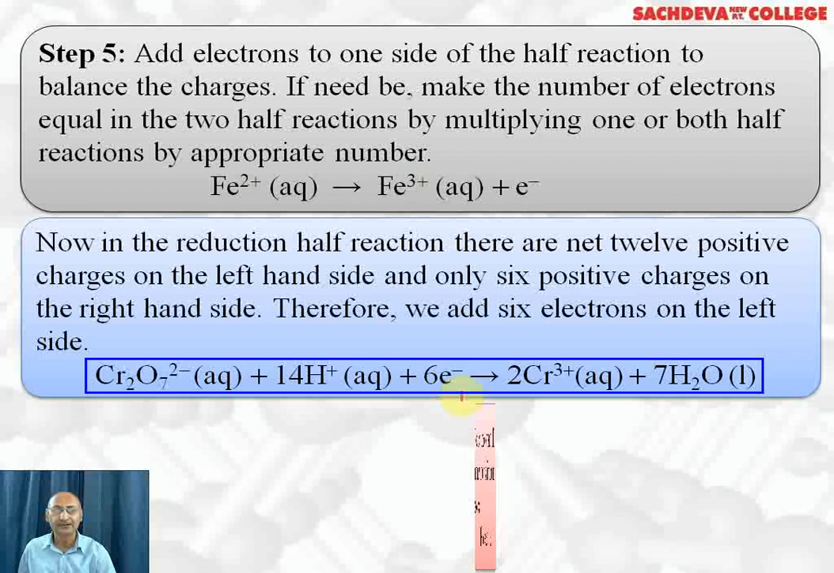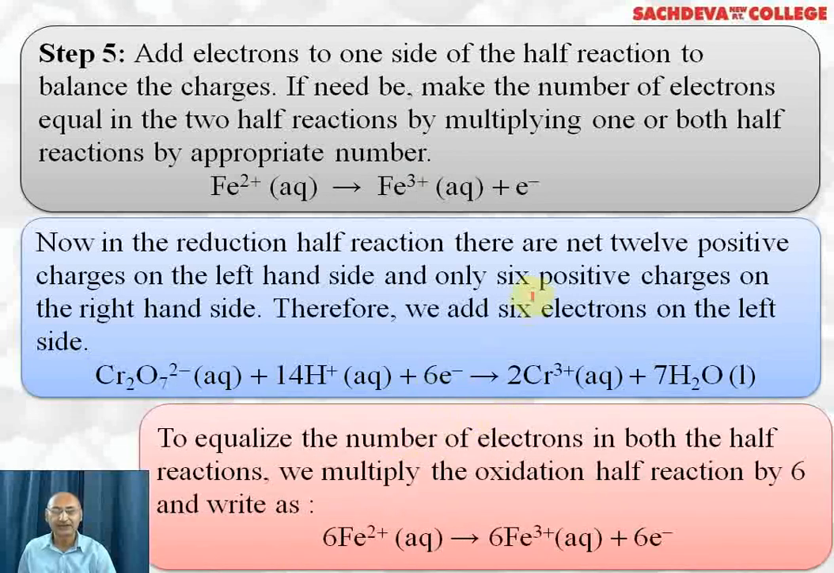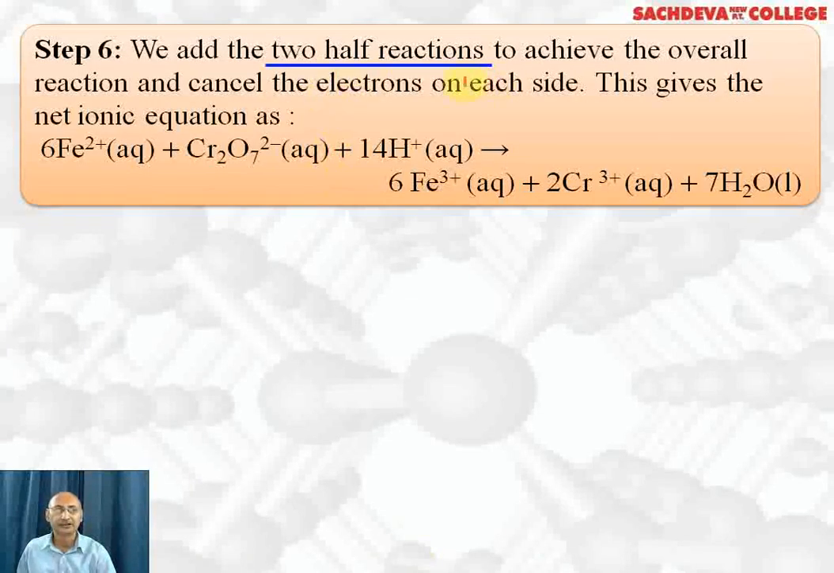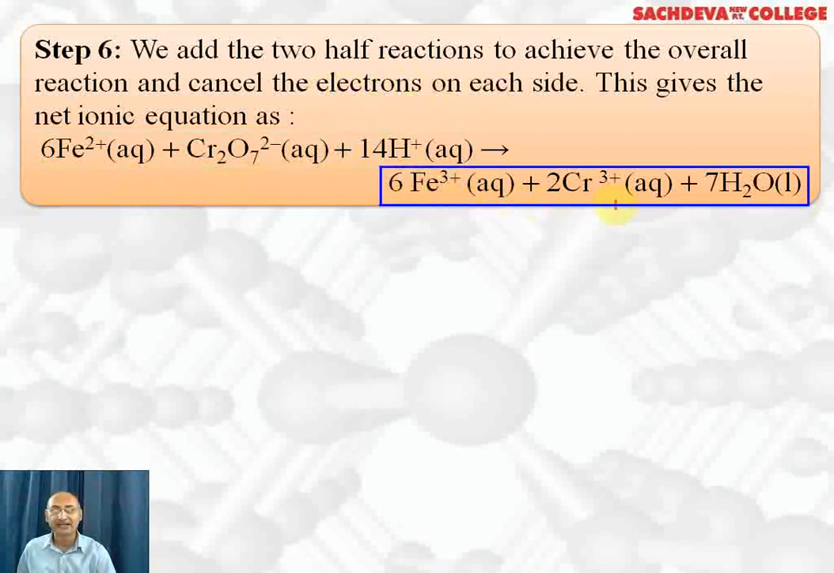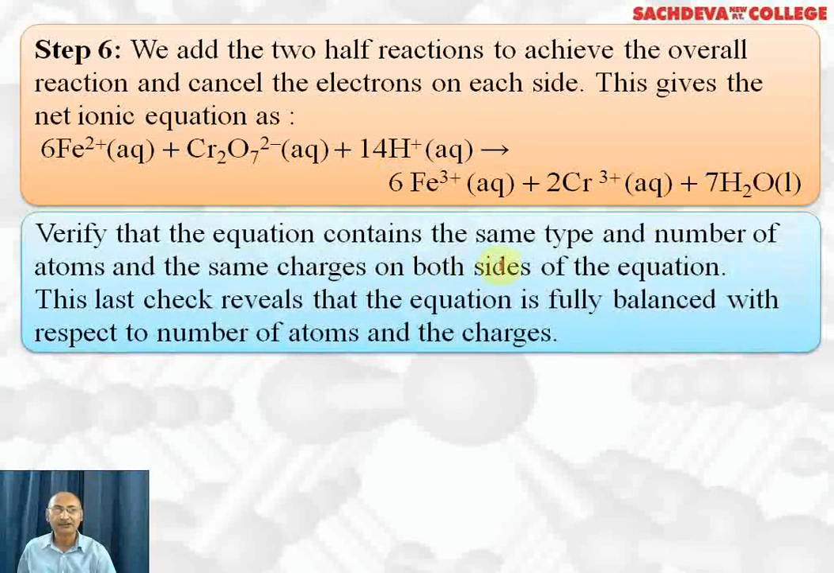Atoms were already balanced. Now what we have to do: here we have 6 electrons, but here we have 1 electron, so we will multiply this whole equation by 6. We will get 6 ferrous ion aqueous giving 6 ferric ion aqueous plus 6 electrons. Now we can add the two half reactions so that the 6 electrons on opposite sides get cancelled and we get 6 ferrous ion plus dichromate ion plus 14 H plus ion gives you 6 ferric ion plus 2 chromium plus 3 ion plus 7 water. Verify that the equation contains the same type and number of atoms and the same charges on both sides of the equation.